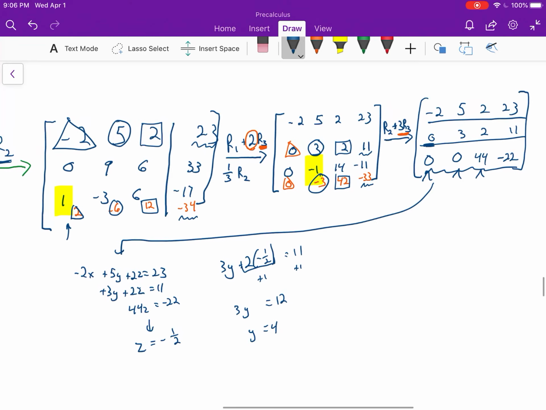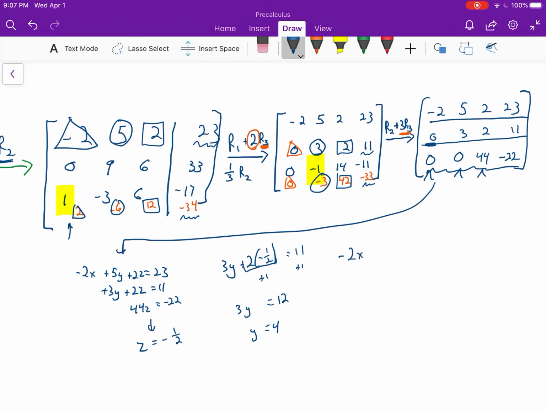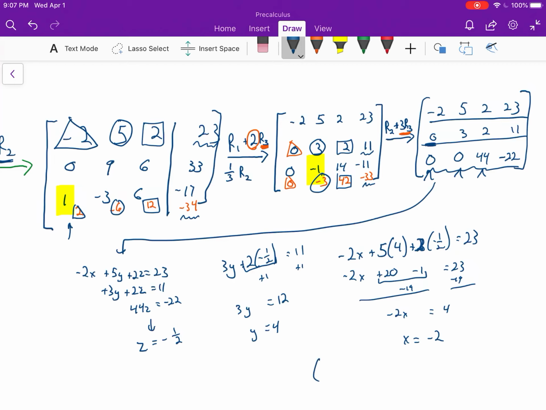And then we take z and y and put it back into the first equation. So -2x plus 5 times y, which was 4, plus 2 times -1/2 equals 23. -2x plus 20 minus 1 equals 23. That's 19, so we'll subtract 19 from both sides. We get -2x equals 4, so x equals -2. Our answer to the system of equations is -2, 4, and -1/2.